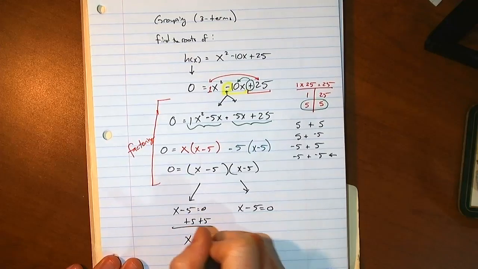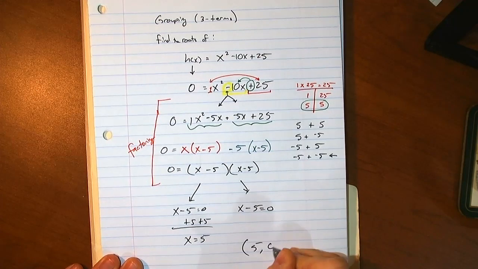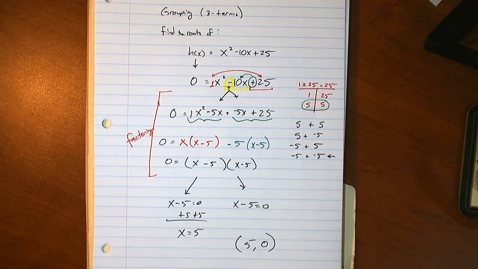Add 5 to both sides, x equals 5. That's going to give me the same answer. That tells me that I only have one x-intercept. It's the point (5, 0). All right, so there is our review of grouping with 3 terms.